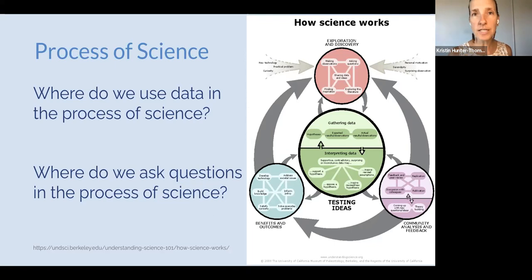I know it feels crazy, but it turns out there are different things that go on in our brain when we say things out loud or write them down than when we just think it to ourselves. So my questions are, where do we use data in the process of science or process of making sense of information? And where do we ask questions? Think about that for about 30 seconds and then come back and keep going with the video.